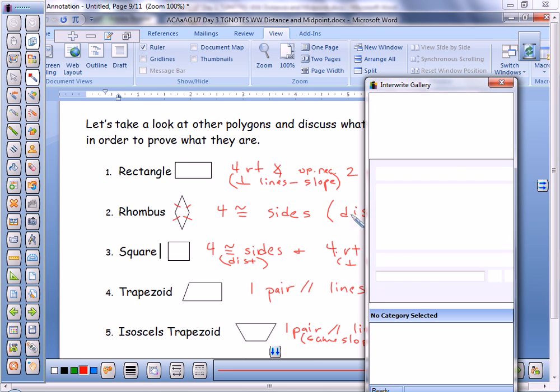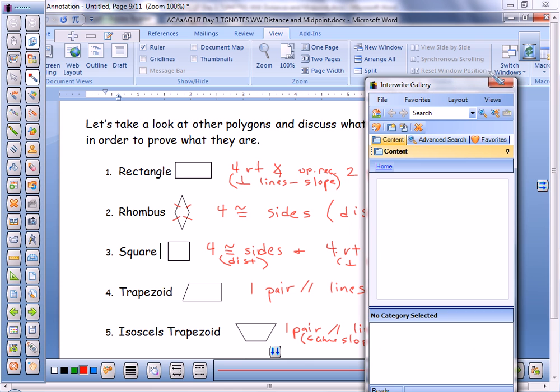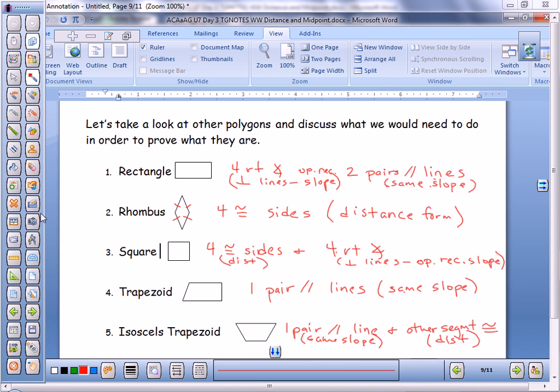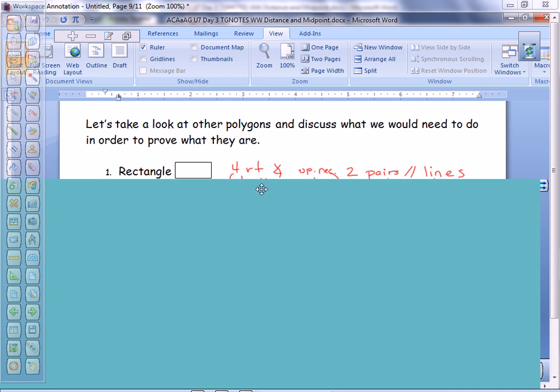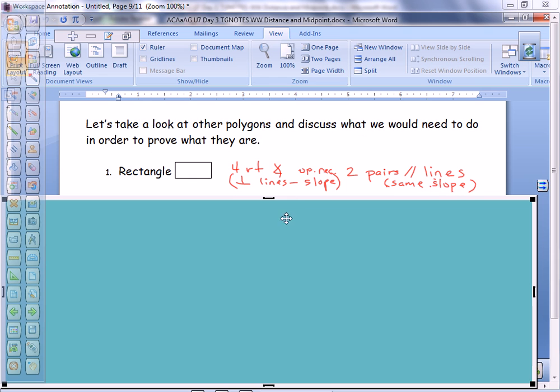Okay, the first one is the rectangle. Well, the rectangle has 4 right angles. So we need to know we have 4 right angles and 2 pairs of parallel lines. 4 right angles do it. The only way you can have 4 right angles is if you do have parallel lines. So if we knew 4 right angles, we're good. So we don't even have to have that. If we just knew 2 pairs of parallel lines, that's just parallelogram. That's not rectangle.